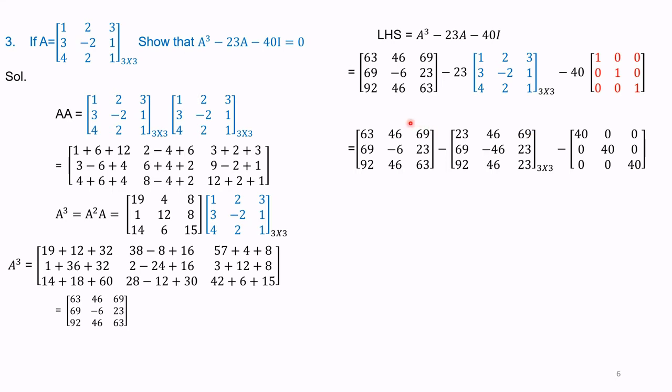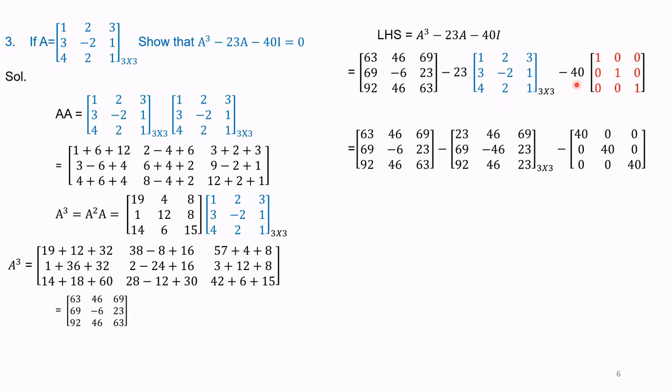So A cube as it is, we have written. Minus 23 into 1, 23. 23 into 2, 46. 23 into 3, 69. 23 into 3, 69 again. 23 into minus 2, minus 46. 23 into 1, 23. 23 into 4, 92. 23 into 2 is 46. 23 into 1 is 23. Please note the minus sign we have retained outside only. We have not changed it. Then again minus we have retained outside.